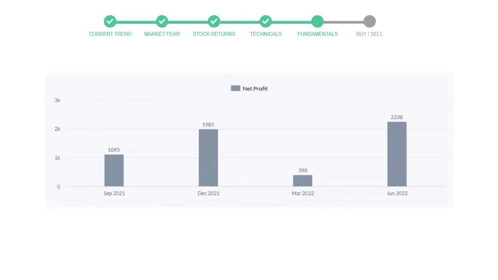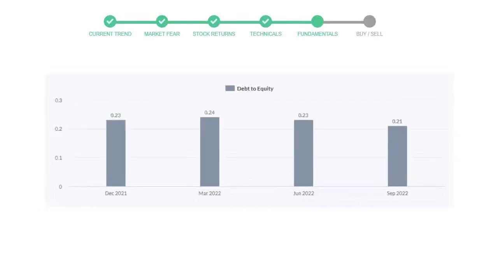Let's see debt numbers. Debt to equity number tells us how much the company is in debt. In the first quarter, it was 0.23, and it increased to 0.24. Then in the third quarter, it again went down to 0.23. In the recent quarter, the debt score declined to 0.21. Generally, this ratio should not be over 2.0.